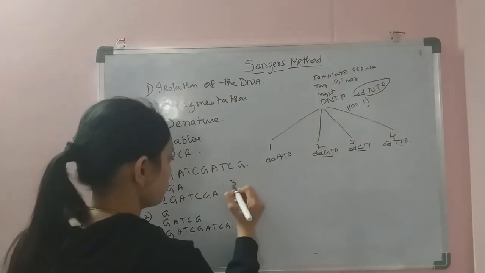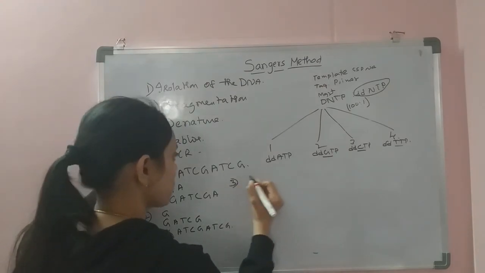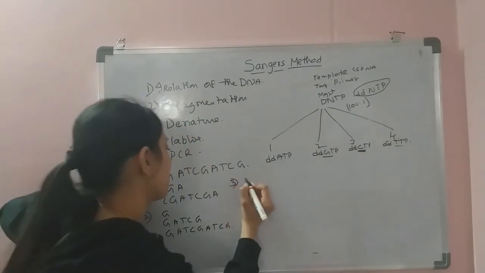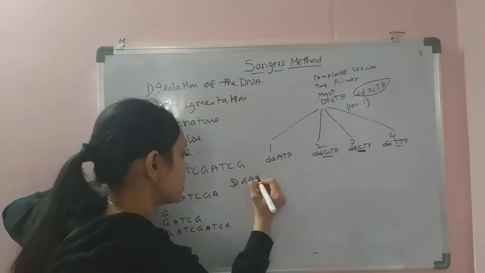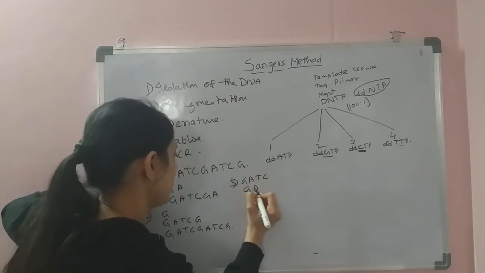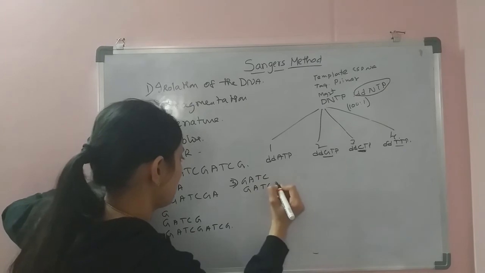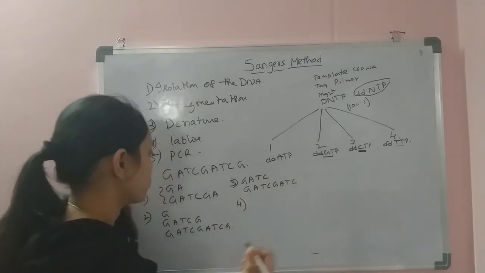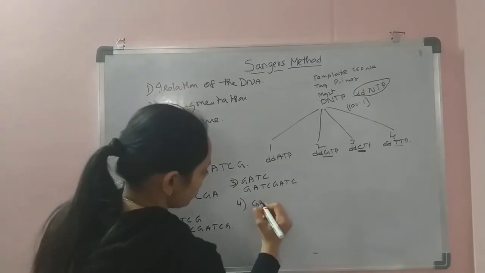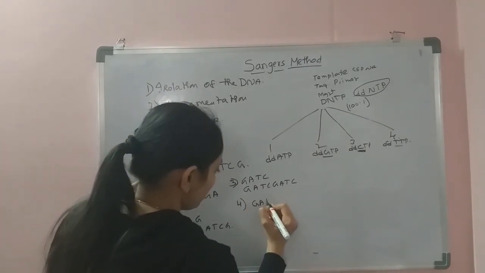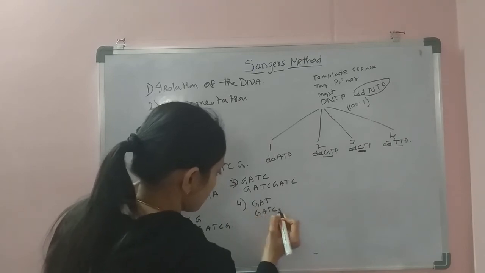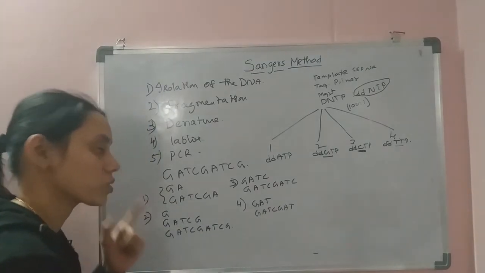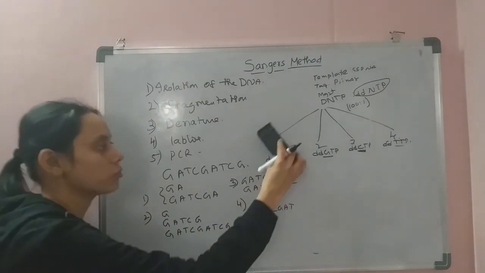And to reaction tube 3, the fragments will be, so specific towards C, so here the obtained fragments will be GATC, GATC, GATC, and in the fourth reaction tube GAT, GATC, GAT. So these two are the possible fragments obtained from reaction tube 4.